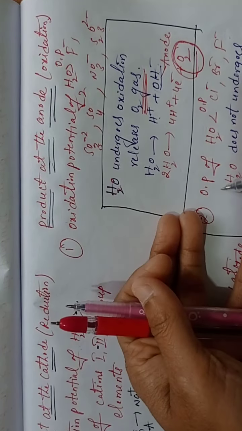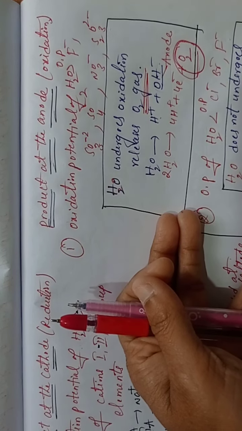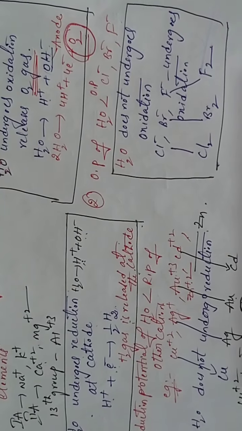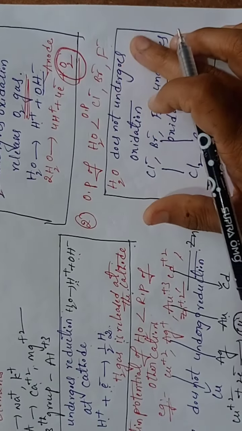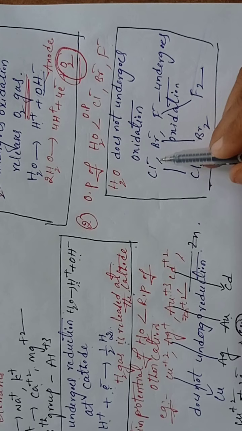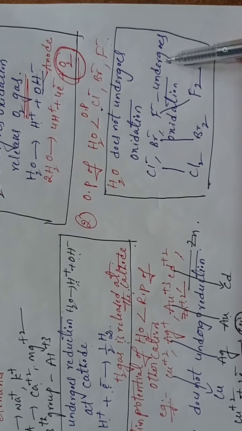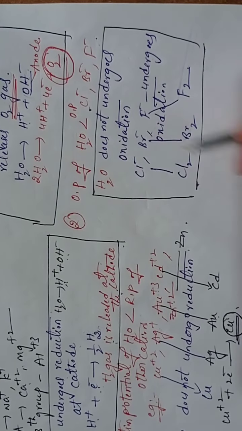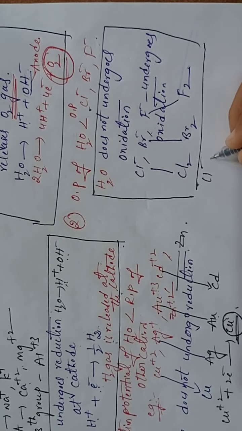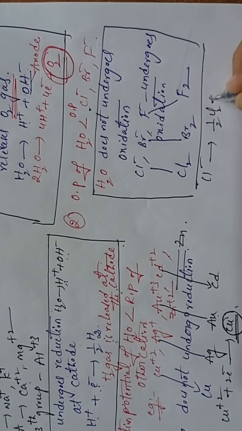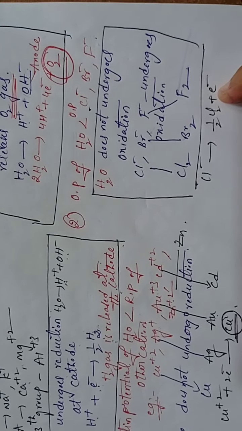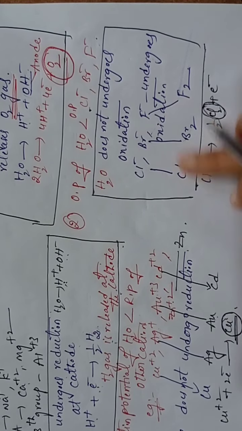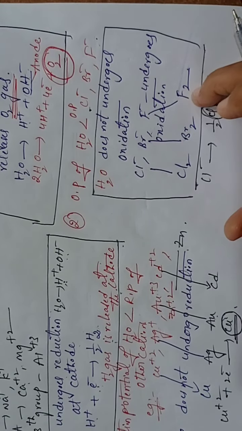Are you following? So this trick you have to remember, students. Then you can easily understand. Are you clear on this one? So other than these, water does not undergo oxidation, students. Only these ions undergo oxidation. If Cl minus undergoes oxidation, what is the reaction? Cl minus produces half Cl2 by loss of 1 electron. That means chlorine gas is deposited at the anode. Like that, Br minus gives Br2, F minus gives F2, students.